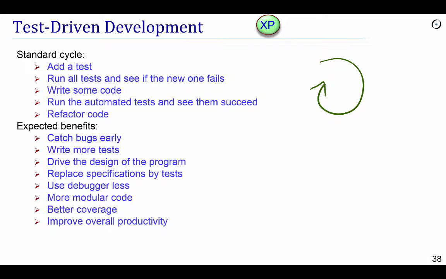So write some code is the next step to make sure that the test now passes. Run the automated tests and see them hopefully succeed. If not, of course, fix the problem, and so that it might be a bit of a loop here, and refactor code.